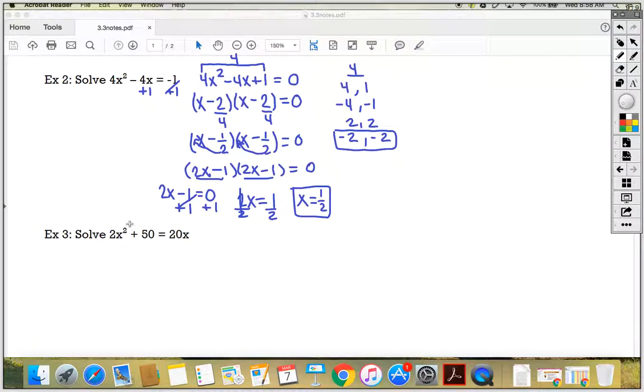All right, let's look at example 3. This one equals 20x instead of 0. So again, we always need to get it equal to 0 before we factor. So we're going to move this over to this side. If it's positive, we will subtract it. Make sure you write this side in standard form. So it will become 2x squared, and then the minus 20x, and then the 50.